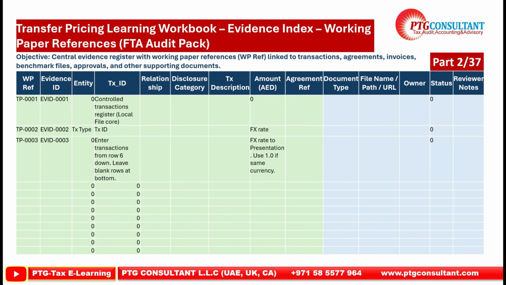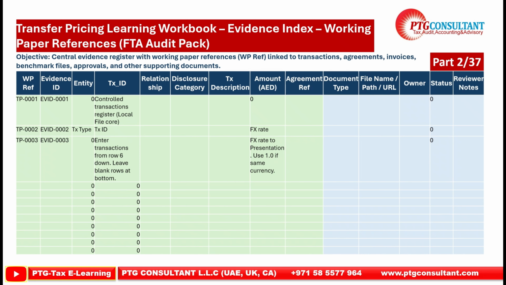Agreement reference and document type. This is where you identify whether the support is a contract, invoice, memo, approval, benchmark study, or working calculation. File name, path, URL. This is the most practical part for the evidence link. In an audit, speed matters. You want to retrieve the exact document in seconds.